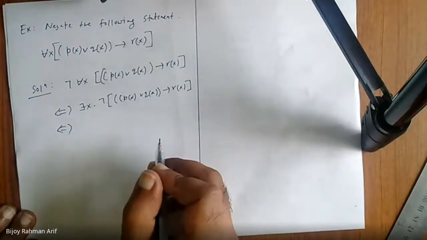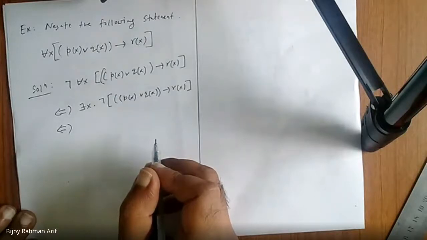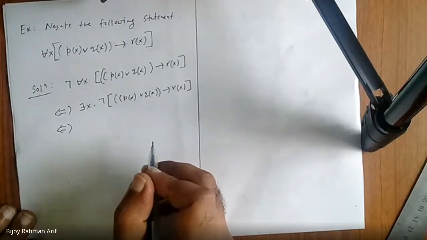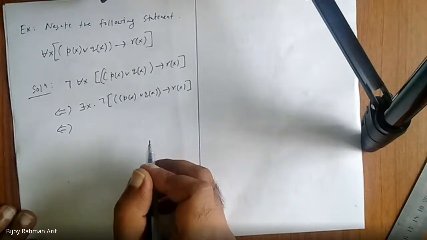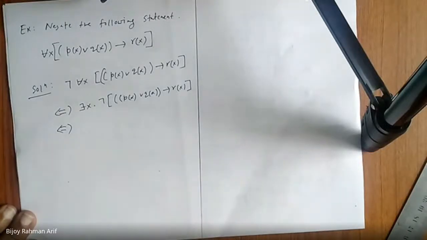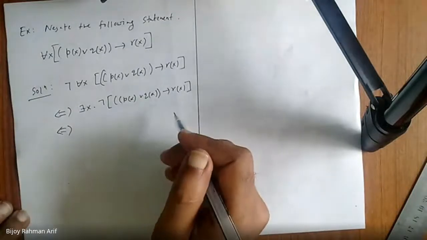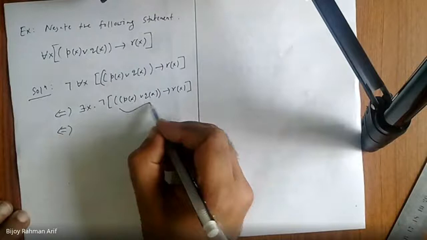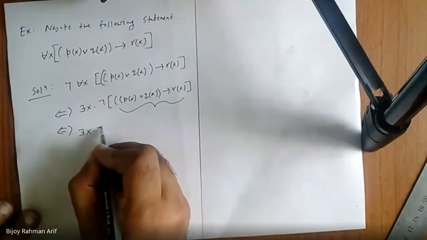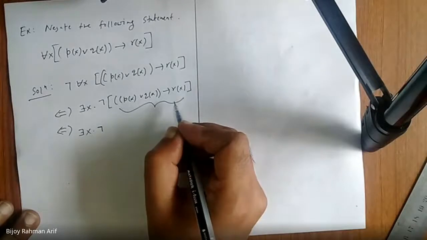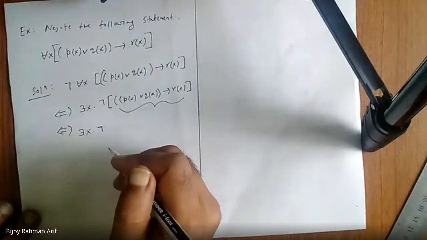Then tell me, what can I do? Guys, what can I do? Is the picture clear to you, guys? Yes, sir. Then what is the next step? I can use the definition of implies under some x, not. Now, what is the definition of implies?